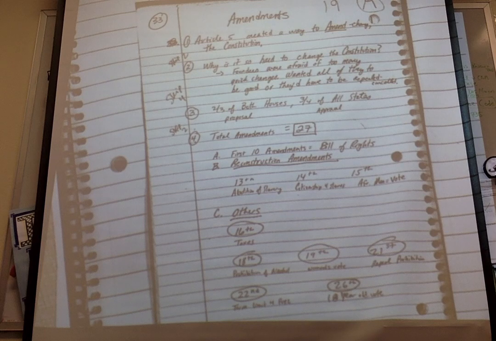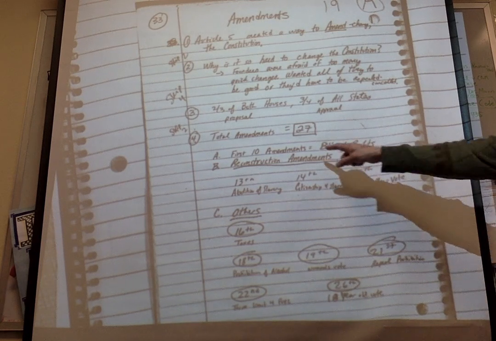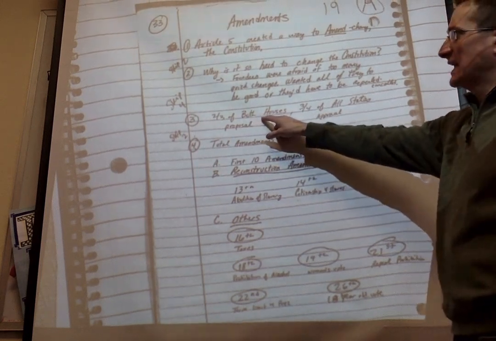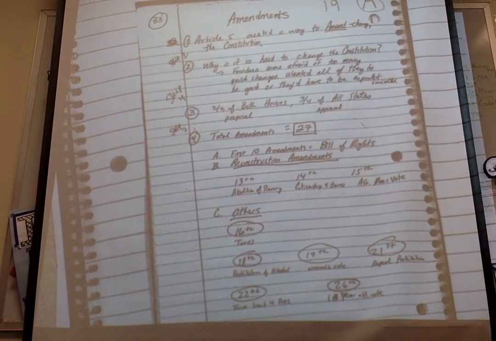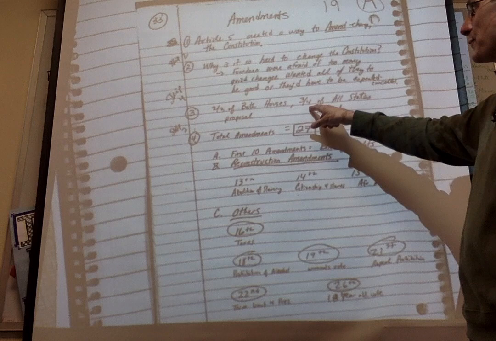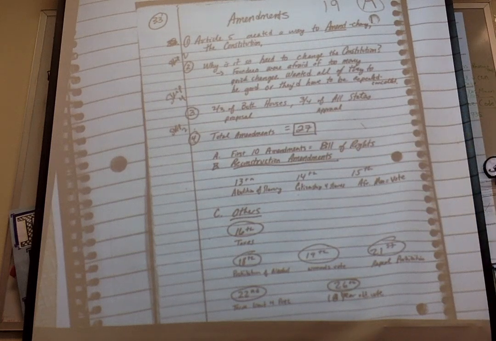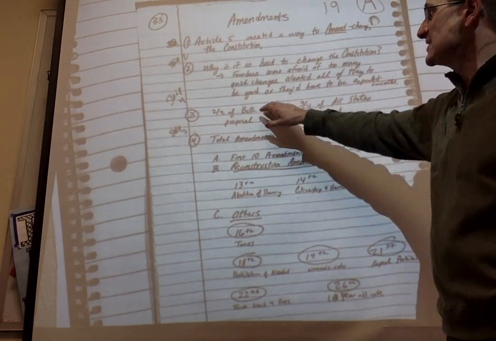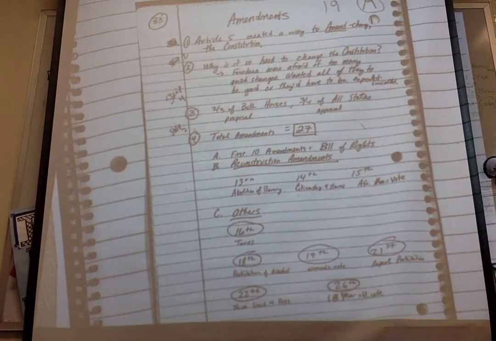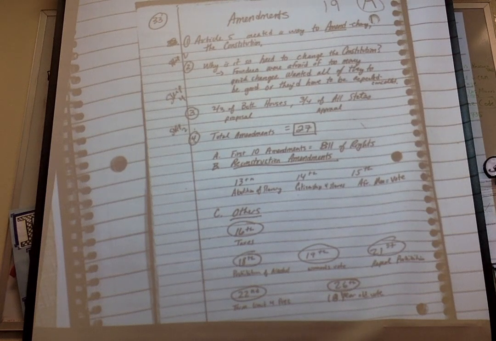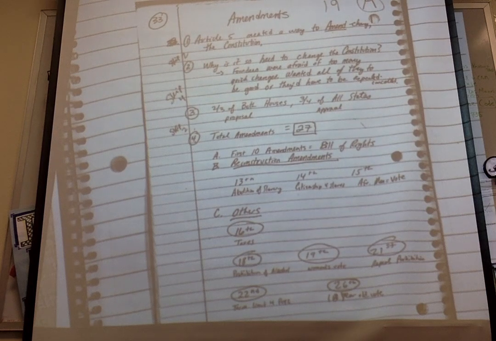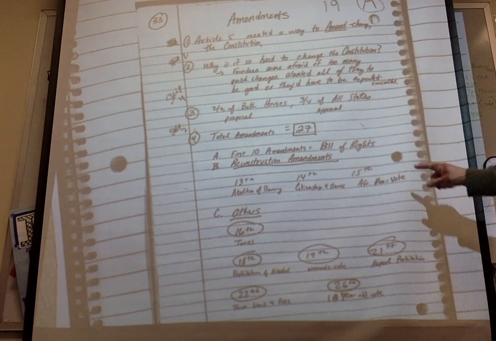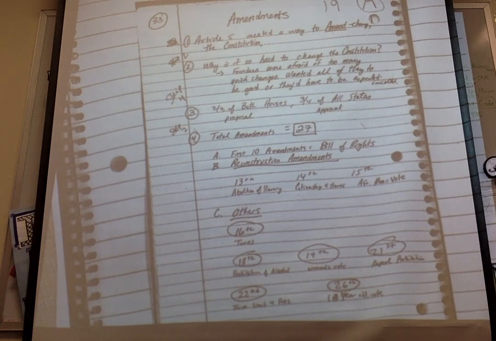So to make it difficult, they said 2/3 of both houses, so both the Senate and the Congress, have to approve it. Then, to make it a little bit more difficult, they said 3/4 of all states have to approve it as well. Both of these need to happen. There's your two steps. They need to happen for it to be approved. There are a total of 27 amendments as of today, 2020. The first 10 amendments are considered your Bill of Rights.